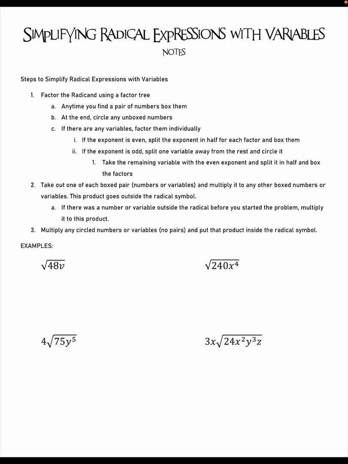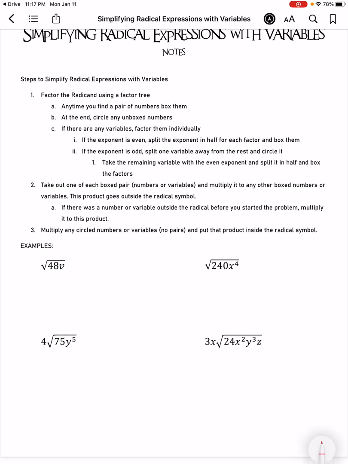All right, this lesson is a continuation or expansion off of our lesson from earlier in the week on simplifying radical expressions. We're going to be involving the same process, but in this case, we also have variables underneath our radical symbol. All right, so again, not a lot changes. We're going to factor the radicand using a factor tree. Anytime we find a pair of numbers, we're going to box them. And at the end, we're going to circle any of the unboxed numbers.